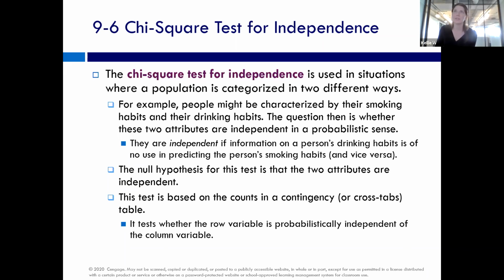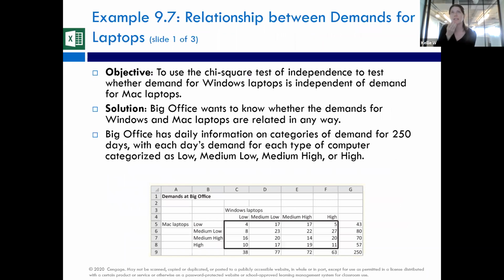We would run the chi-square test for independence, and it would be based on the counts in a contingency or crosstab table. So if we set this up in Excel, and we're not going to do this for our homework, I just want you to see what these calculations look like and how we interpret them.